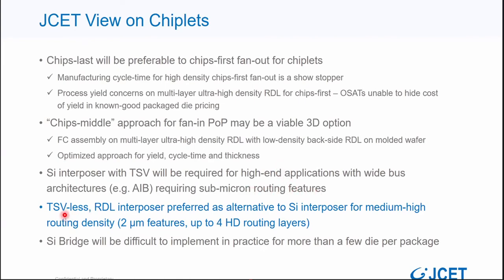And for TSV-less, an RDL interposer is preferred as an alternative to the silicon interposer, mainly because of the mid to high-end routing density of 2 micron feature and 2 micron space for the high density routing layer, and because of the yield loss even with the high density routing layer. So that's why we prefer a limited high density routing layer. And a silicon bridge will be difficult to implement for our OSAT in practice for more than a few die per package.